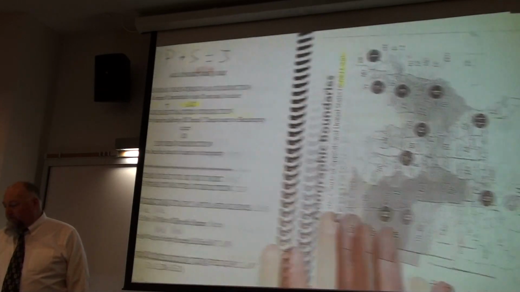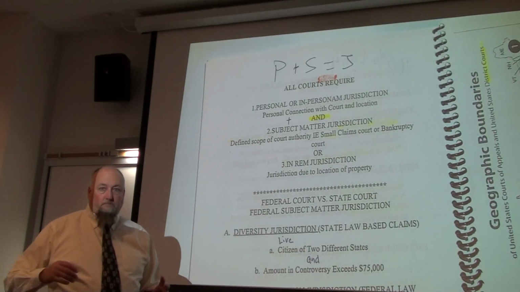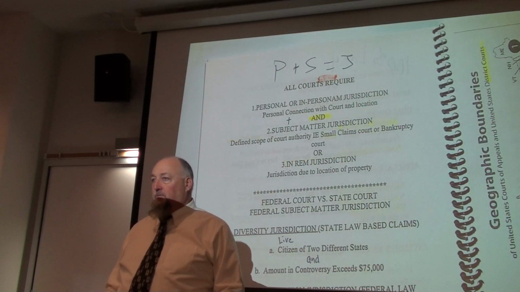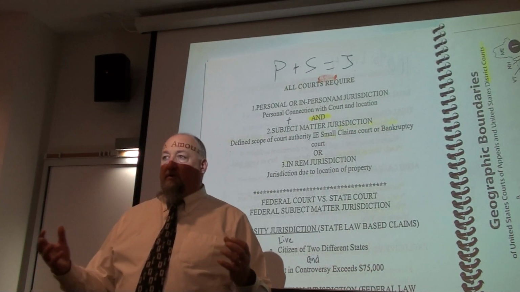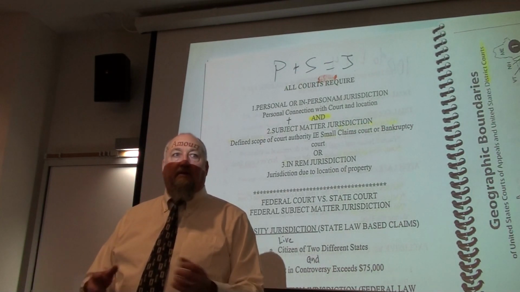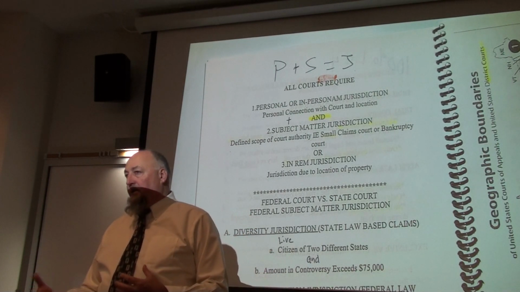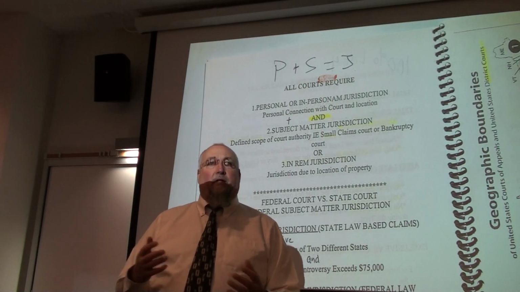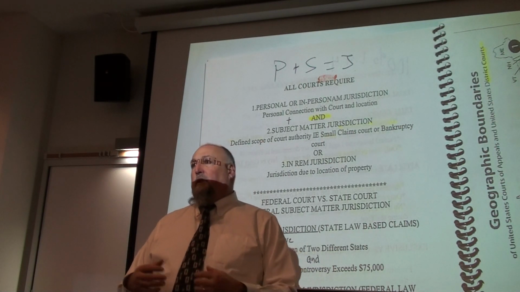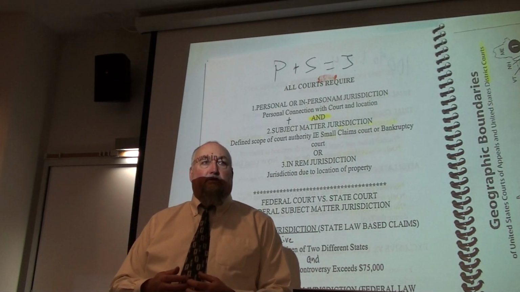Next page over, personal jurisdiction, subject matter jurisdiction. Personal jurisdiction refers to the connections with the people involved, the plaintiff and the defendant, and the location of the court. And remember, a connection I'm talking about, you live there, you work there, you do business there. That's where the incident occurred. That's where the contract was signed. Some connection with all of the parties.